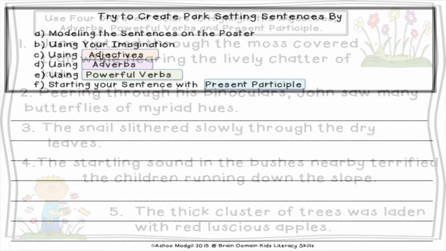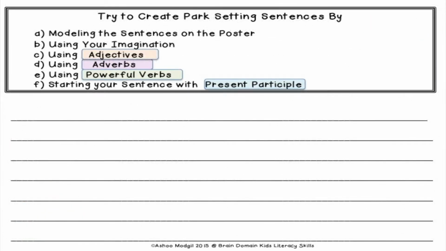You can ask children to consult a dictionary for powerful verbs. For example, if the child makes a sentence, Tina was sad and angry, after consulting the thesaurus, the child could create a sentence like this: Tina was gloomy and furious. So you're also teaching them a strategy of how to look for powerful words in a thesaurus.